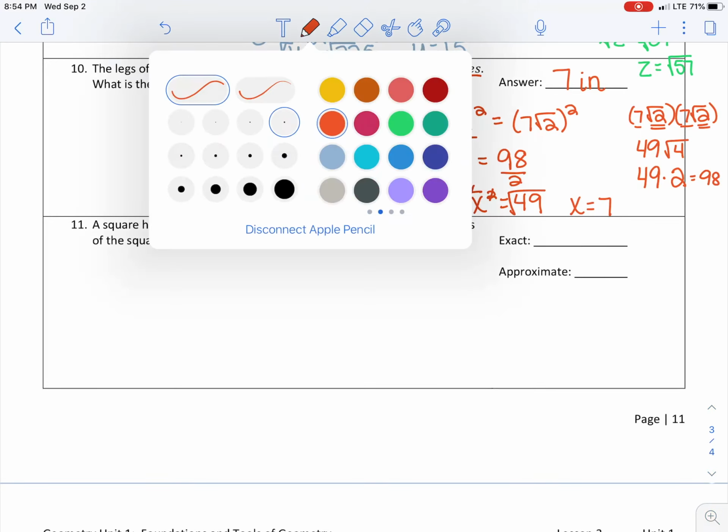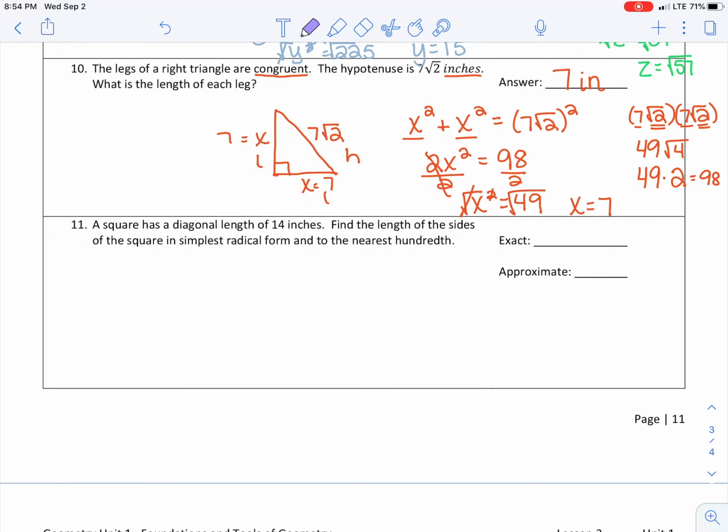Okay. Now with number 11, we have a square, which I'm sorry if my drawing is going to be a little off, but we should know that a square has all congruent sides. And this square, it tells us, has a diagonal, so that means from corner to corner. It has a diagonal of 14 inches. Okay, and it wants us to find the length of the sides of the square in simplest radical form, and then to the nearest hundredth as well.